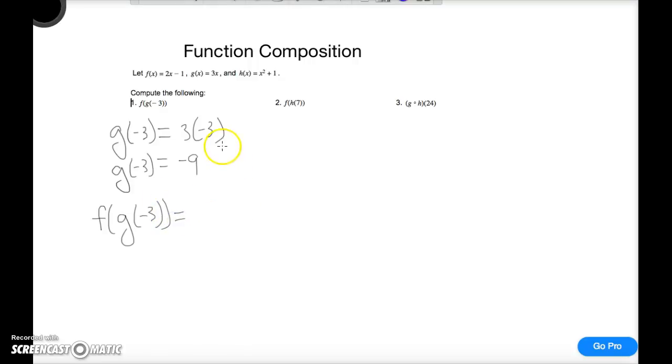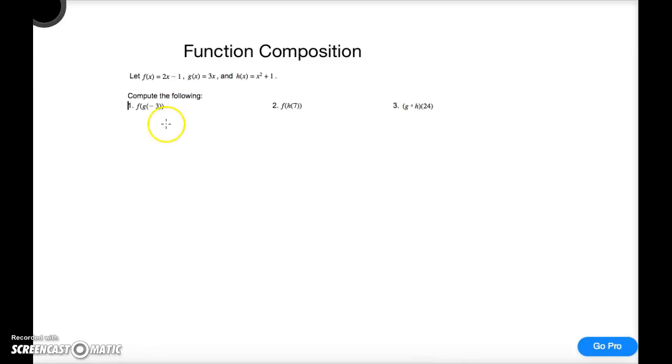that is going to be equal to my function f, which is 2x minus 1. And in place of my x, I'm putting in g of -3, which is -9. So I have 2 times -9 minus 1. And that is equal to -18 minus 1, or -19. So f of g of -3 is equal to -19.